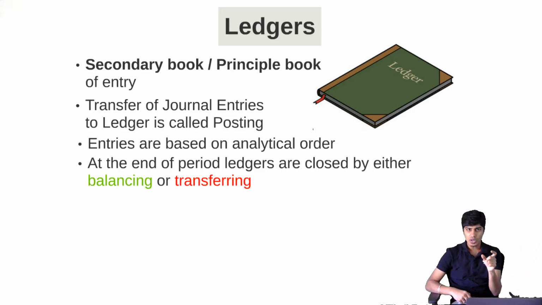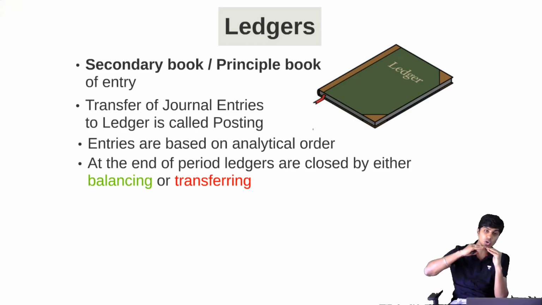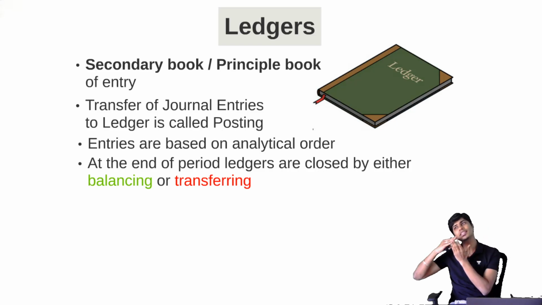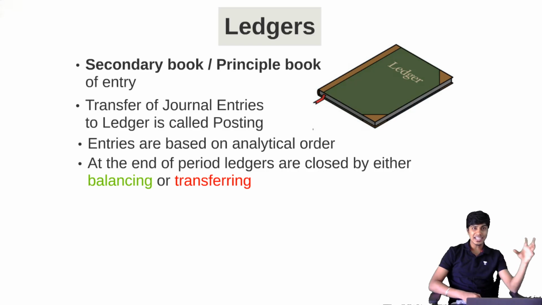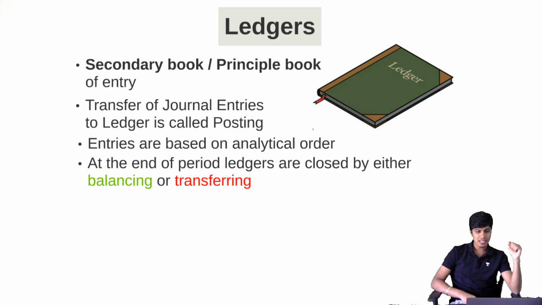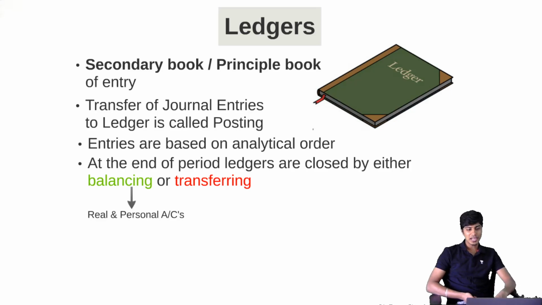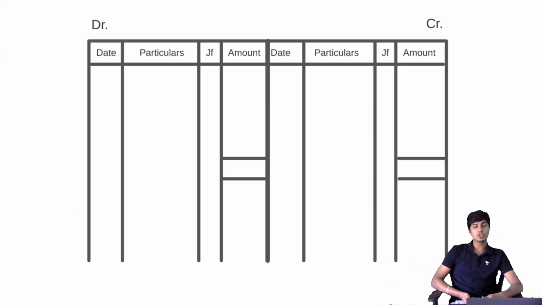However, if the ledger account relates to a nominal account, expense or income, then such ledger will be closed by transferring the balance to the trading or profit and loss account. I hope you understood. Real or personal accounts are balanced. On the other hand, nominal accounts are closed by transferring to trading or P&L account. Got it? That, my friends, is the concept of ledger.